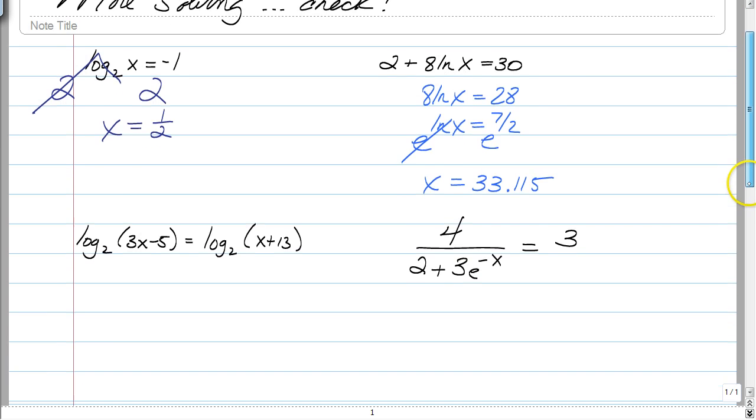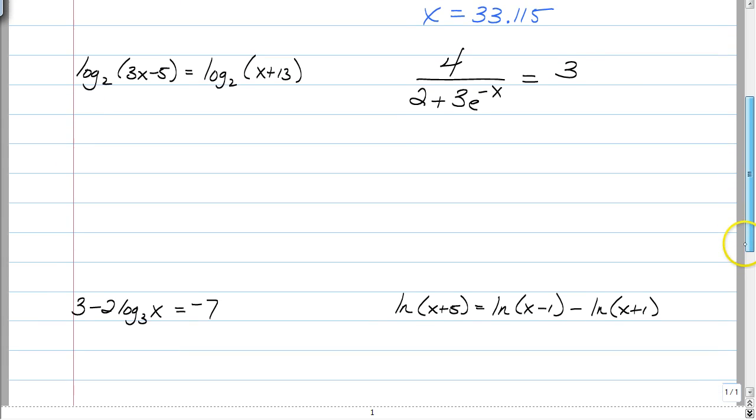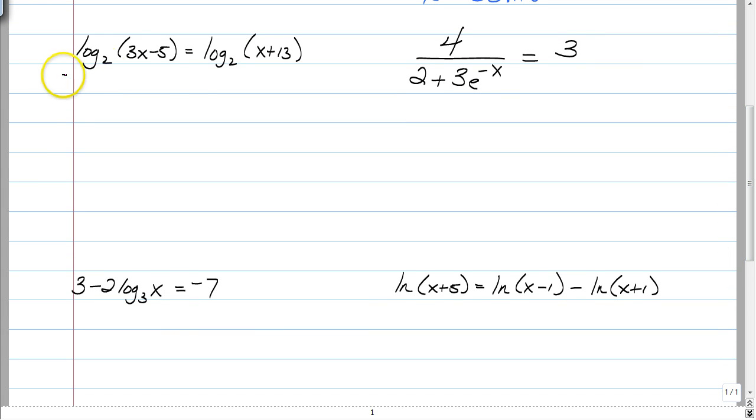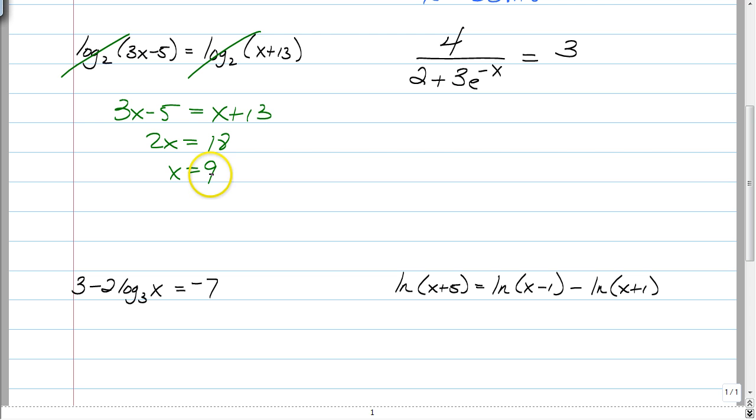Next example, we have log base 2 on both sides. That makes this question pretty easy because log base 2 has to have the exact same number on both sides, so that means you're just going to set these equal to each other. And you're going to end up with 2x is equal to 18, so x is equal to 9.